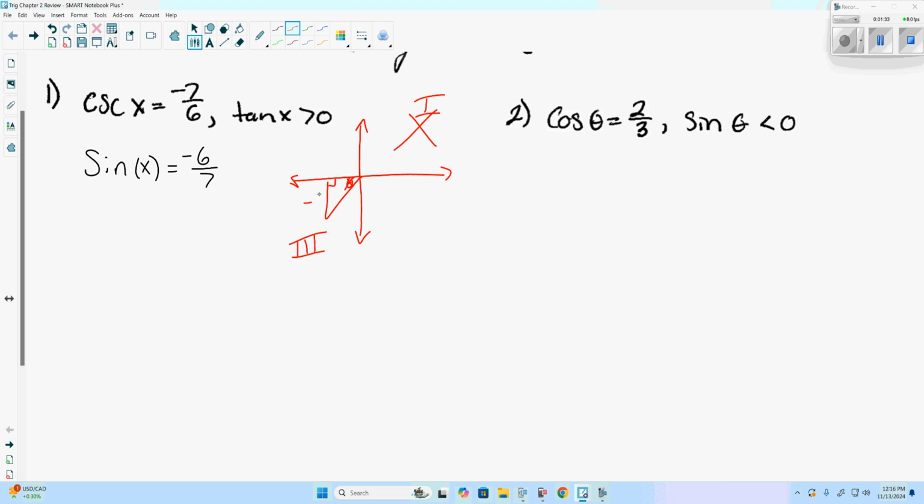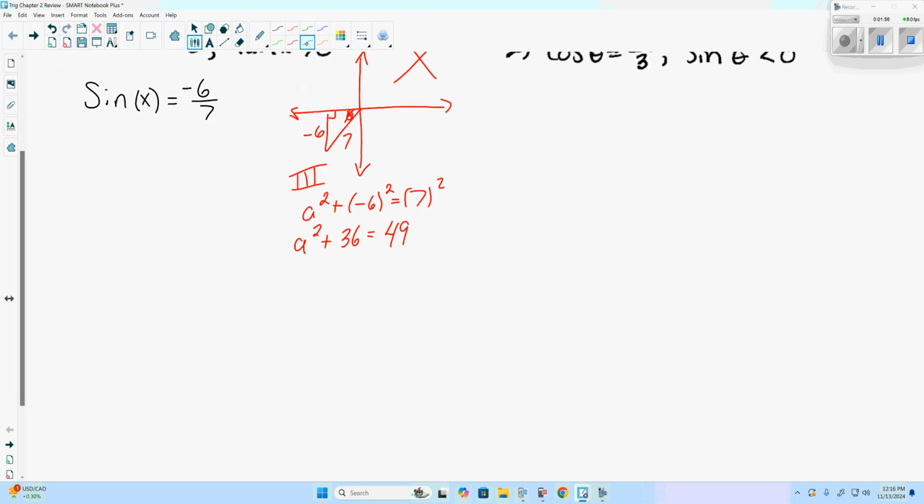Sine is opposite over the hypotenuse. Now to find the other side, we're going to use the Pythagorean theorem. A squared plus our b value, which is -6, is equal to c squared. Now our -6 squared is going to be 36. 7 squared is 49. At this point here, we can subtract 36 from both sides, telling us that a squared is equal to 13. Square root both sides, so a is equal to plus or minus the square root of 13.